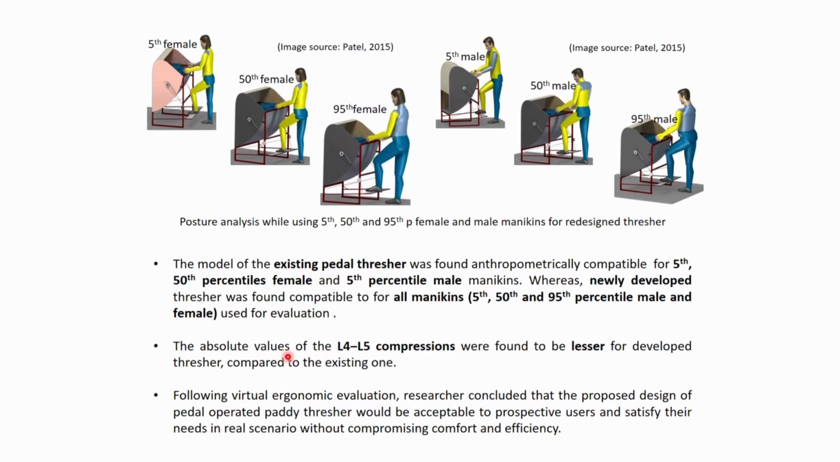The absolute values of L4, L5 intervertebral disc compression are found to be lesser for the newly developed thresher compared to the existing one. So in all the cases, for the old design as well as the new design, intervertebral disc pressure at L4 L5 level was measured, and it was found that the intervertebral disc pressure is less in the new design compared to the earlier one.